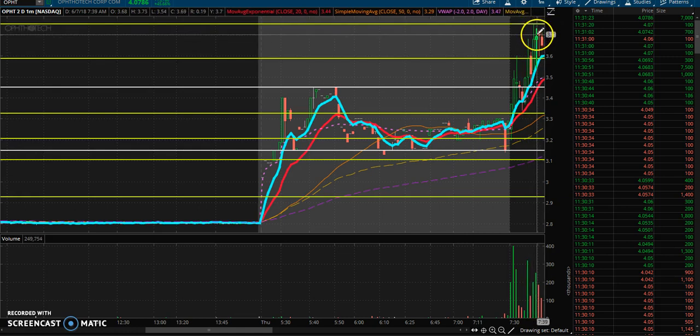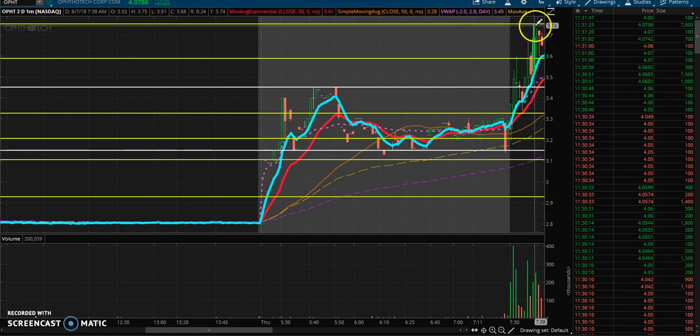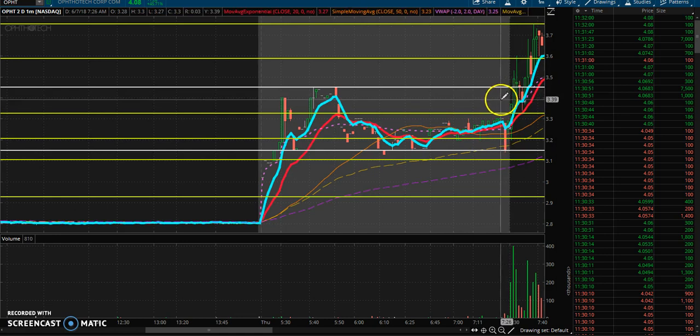A good indication of when to get out would probably have been these next two candles, because you'll notice that you have a lower high and then a lower high, and at this point you would think, okay, it's probably not going to go much further. So chances are you probably wouldn't have gotten out at exactly the top, but once you start seeing these lower highs right here, that's a good indication to get out, especially where it's a little bit further away from the 8 EMA.